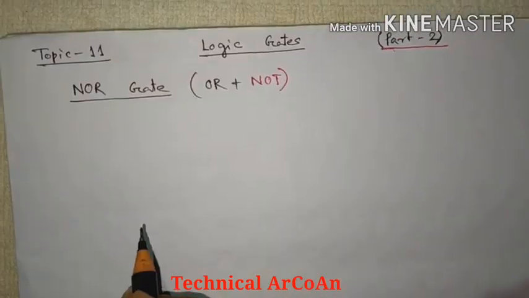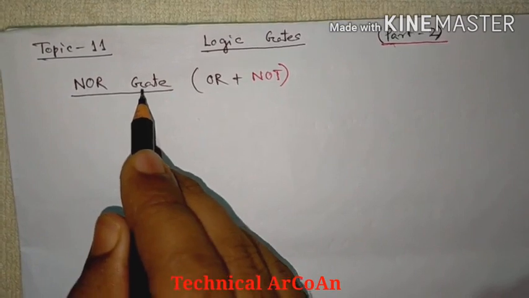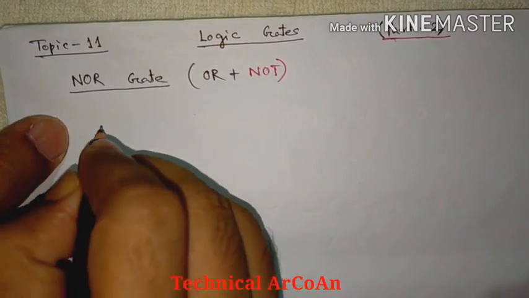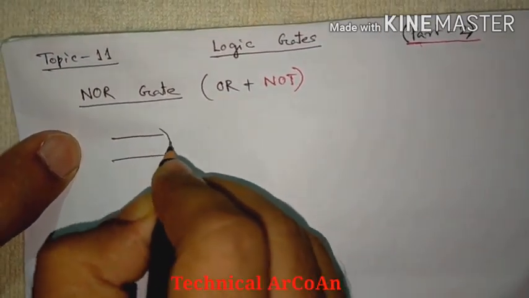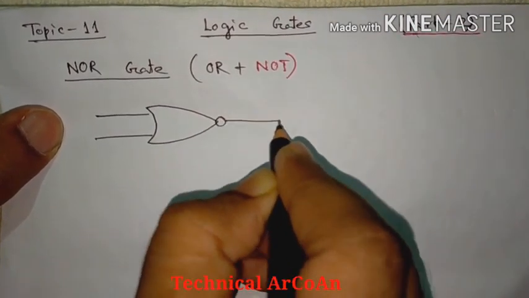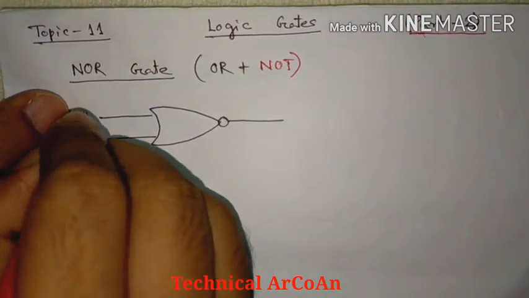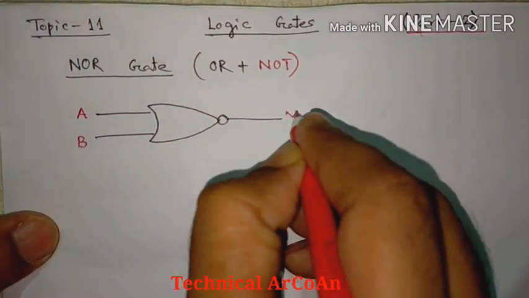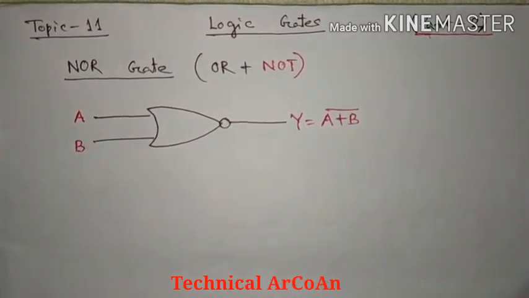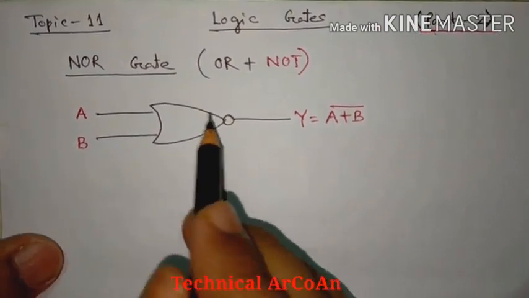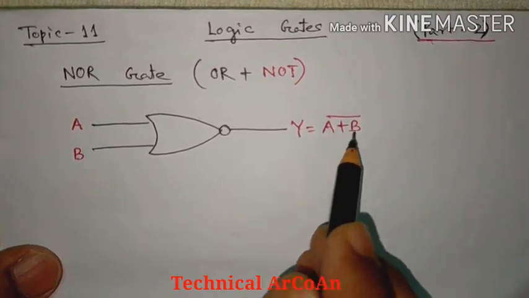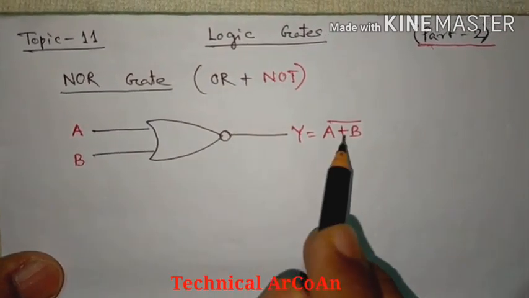Now the second gate is the NOR gate. NOR gate means OR gate plus NOT gate. Clear? So now go for the block diagram for the NOR gate. At first we draw the OR gate, and after that we just put the NOT symbol. Here the inputs are A and B, and the output is Y, and Y equals A plus B whole complement. Why? Because we know that for OR gate we get addition, so A or B will go and we get A plus B, and as it's a NOR gate, the whole complement is there.